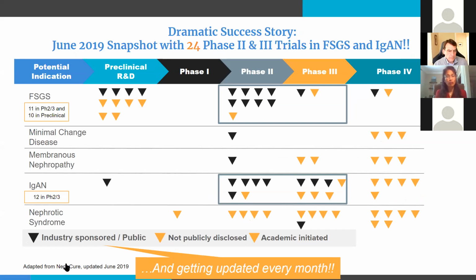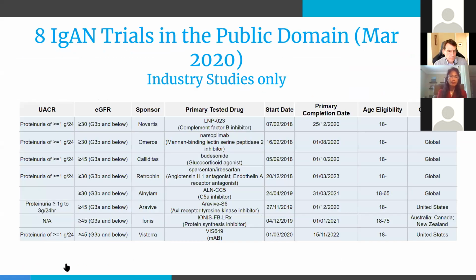So that's really exciting. A lot of studies in FSGS, and I don't know if you can see the bottom there, more studies in lupus nephritis and diabetic kidney disease. Next slide, please. As of March, when I looked at this data, there are 8 trials for IgA nephropathy already underway. And every couple of months, this changes with new trials getting added. So this is a really exciting time in nephrology.